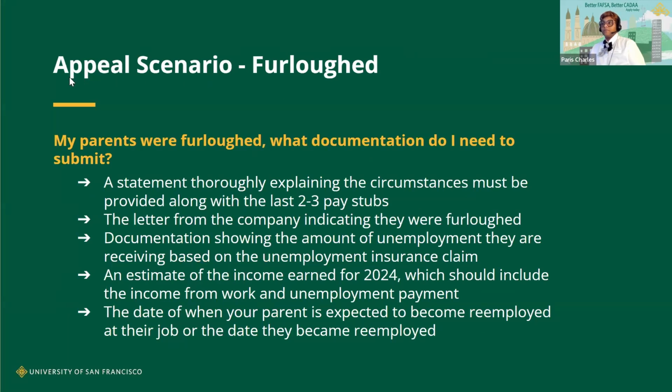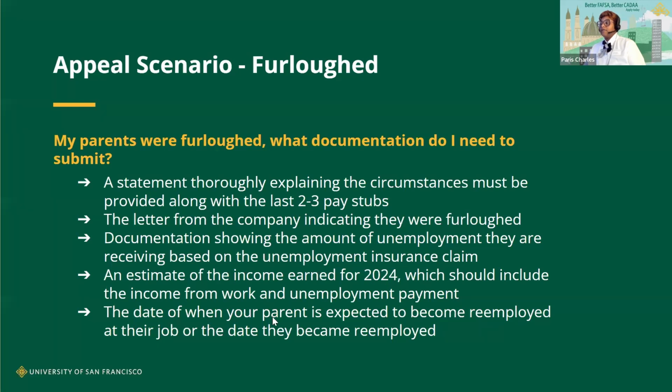And here's another scenario: if a parent is furloughed. So my parents were furloughed. What documentation do I need to submit? In this scenario, you would need a statement thoroughly explaining the circumstances, and it must be provided along with 2 to 3 pay stubs, the letter from the company indicating that they were furloughed and the date with which they were furloughed, documentation showing the amount of unemployment they are receiving based on the unemployment insurance claim, and an estimate of the income earned for 2024, which should include the income from work and the unemployment payment.